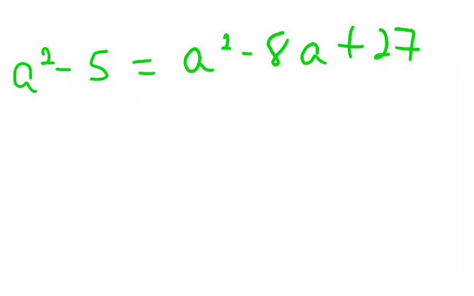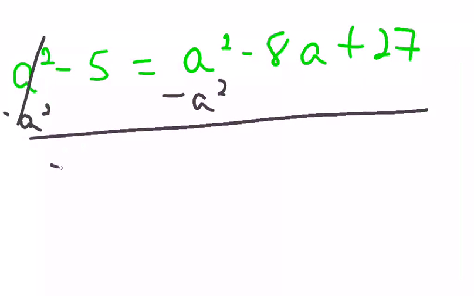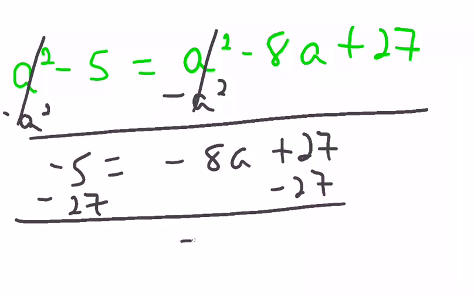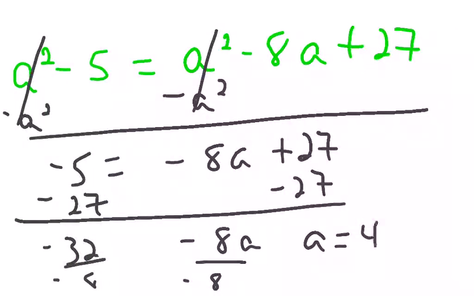Now we start moving things around. So I'm going to subtract a squared from both sides. 0 there. Negative 5 equals, that's 0. Minus 8a plus 27. I'm going to subtract 27 from both sides. Over here I get negative 8a. Negative 5 minus 27 is a negative 32. Divide by a negative 8, and we get a equals 4.